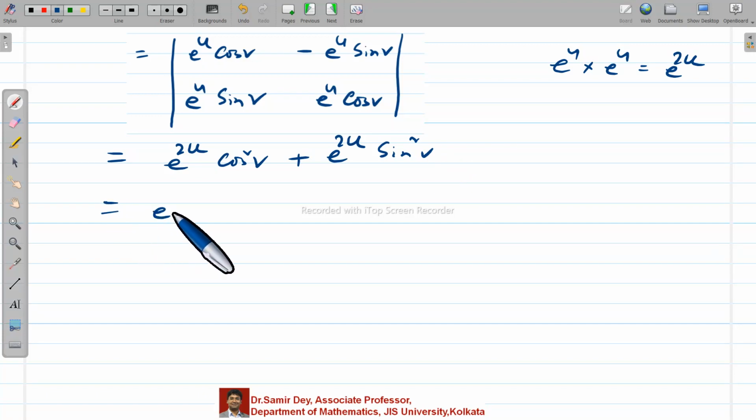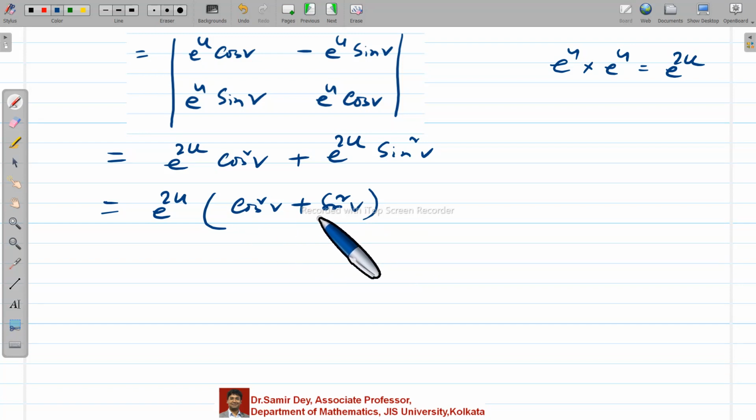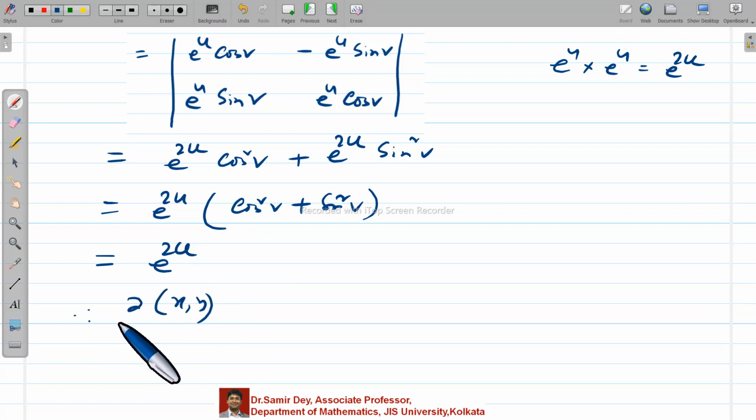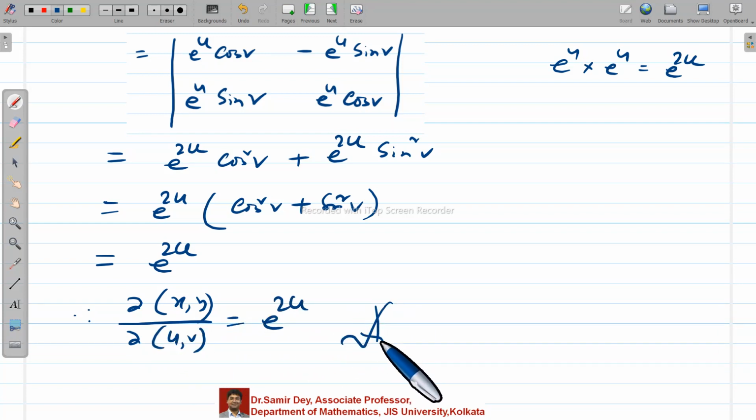So e to the power 2u is common, cos square v plus sin square v plus cos square v, already you know it is 1. So ultimately it is coming e to the power 2u. Therefore del of x y z by del of u v is equal to e to the power 2u. That is the answer. Clear? I think now it is clear to everyone.